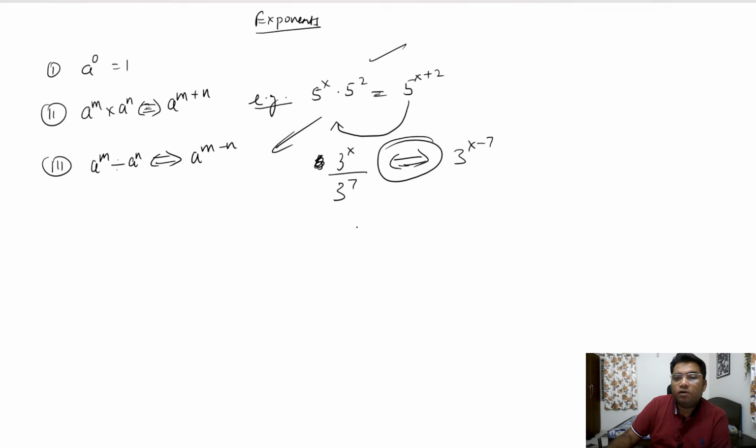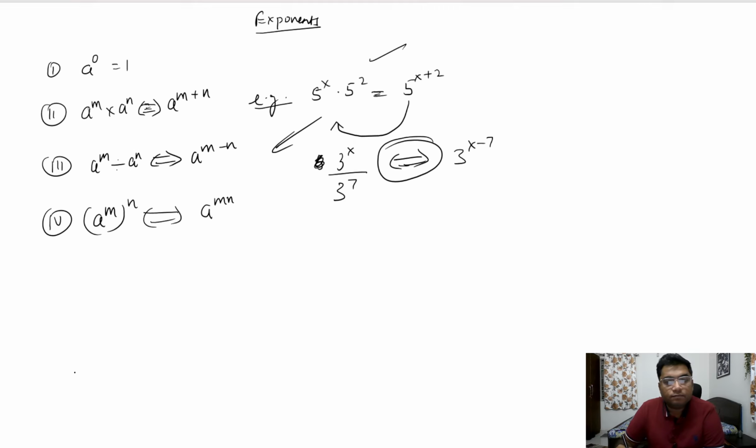There is a reason why I'm drawing these double-sided arrows. It indicates that the rule does not apply only from left to right. It also works equally well moving from right to left. All right. Fourth one, a to the power m whole to the power n can be written as a to the power mn.